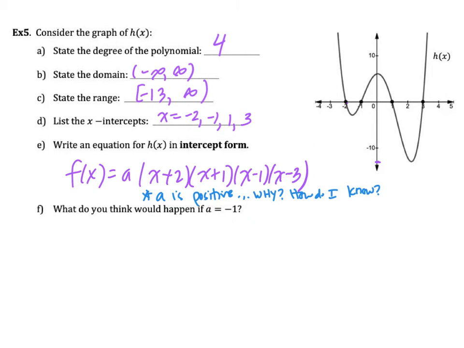Okay, if you did this on your own, you should have gotten a degree for the polynomial to be 4. Why is that? Well, because it crosses the x-axis at 4 places. The domain is -infinity to infinity because this graph will continue to get wider and wider for every new x value. But the range was a little tricky.